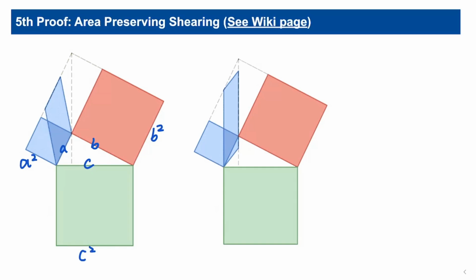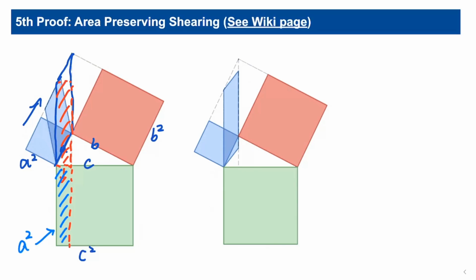What we do is we transform the blue square this way by moving the top side upward along this gray line. Then it becomes a parallelogram, and the area is the same. Then it will reach this point. Then we move this rectangle downward. It will occupy this blue region. So this blue region has area A squared.